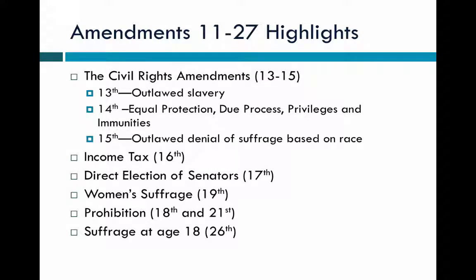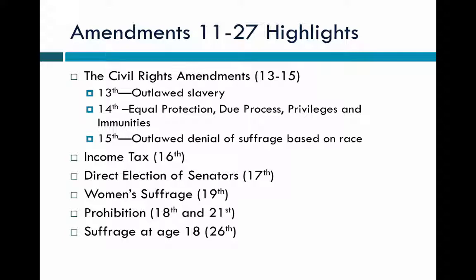And some highlights from 11 through 27. The Civil Rights Amendments, 13 through 15, are pretty important. We'll talk about the 14th separately in a second. The 13th outlawed slavery. The 14th put into place equal protection, due process, privileges, and immunities, which again, we'll talk about in a second. And the 15th outlawed the denial of suffrage or the right to vote based on race. Those 3 taken together are called the Civil War Amendments, and they came about immediately following the Civil War.